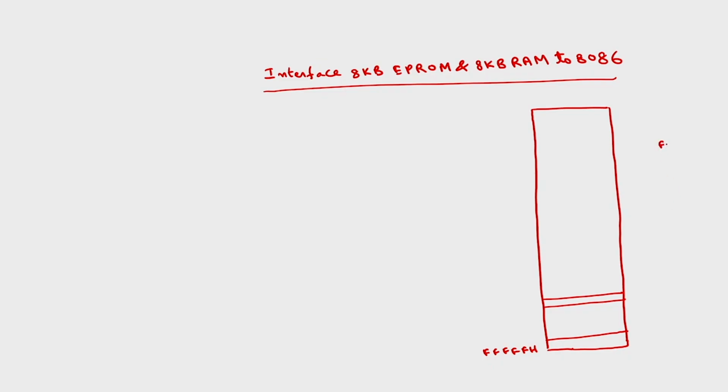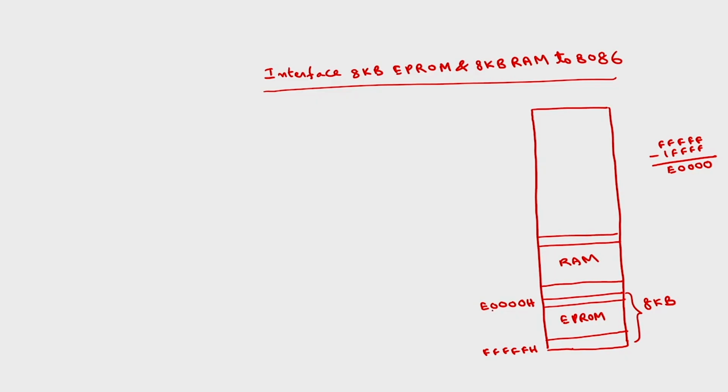FFFFF minus 1FFF will be E0000H. So the starting address is E0000H. Here I want to interface the EPROM, which is total 8 kilobytes, and I want to interface RAM just above this EPROM.